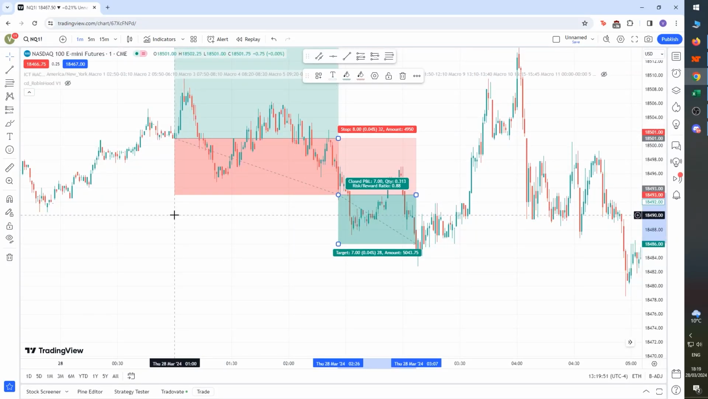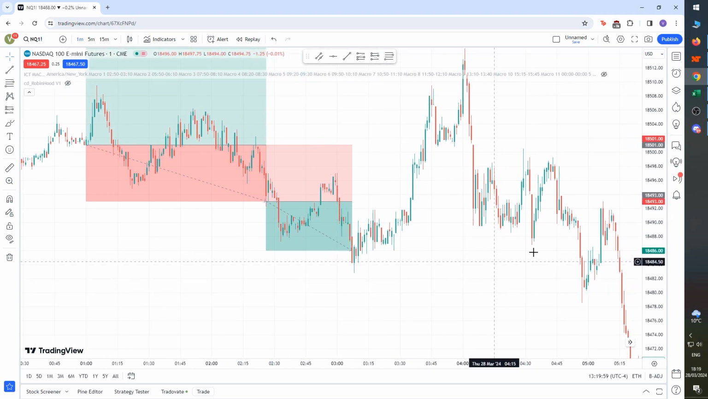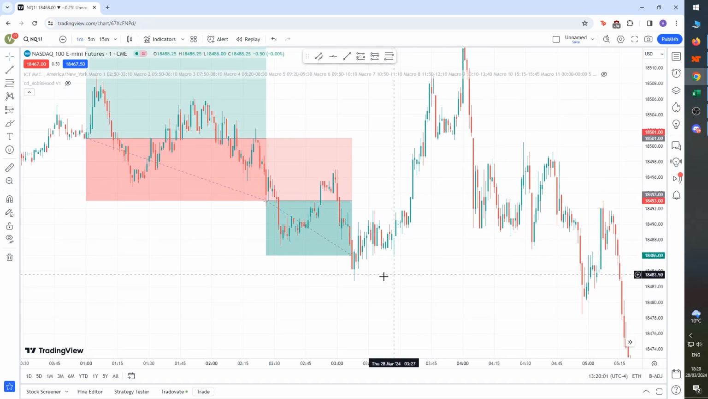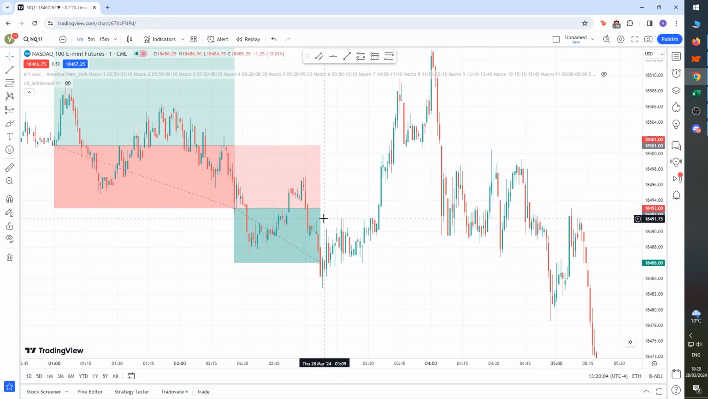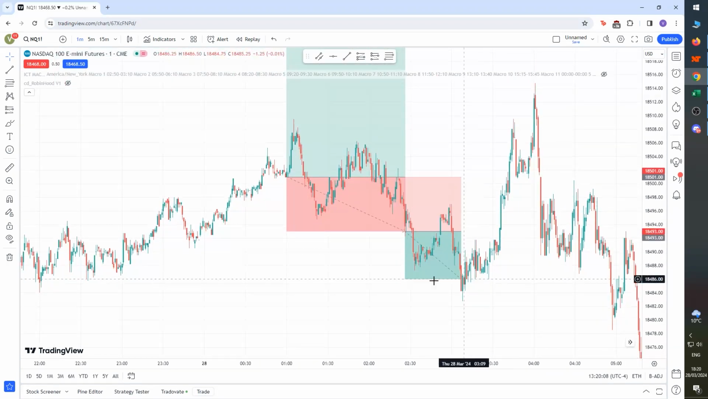This trade took, really? Okay, it took 2 hours. But I was asleep for pretty much all of it. I just let the bot do its thing, and yeah, that's the win.